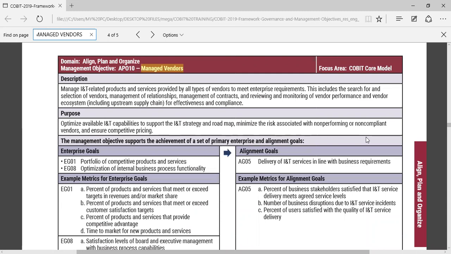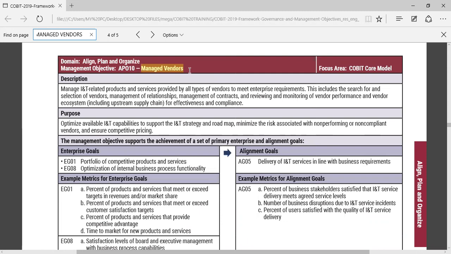I want to talk about vendor management with COBIT 2019. I often say in COBIT classes that COBIT is many things to many people. And I want to look today at the application of COBIT 2019 in management of vendors. Let's look at APO 10, manage vendors.